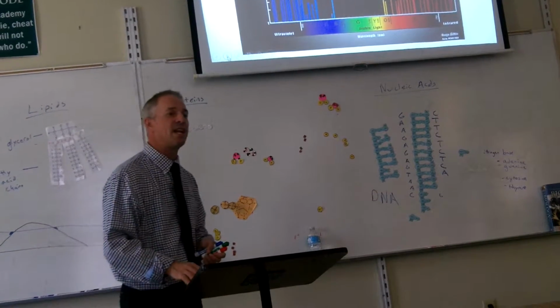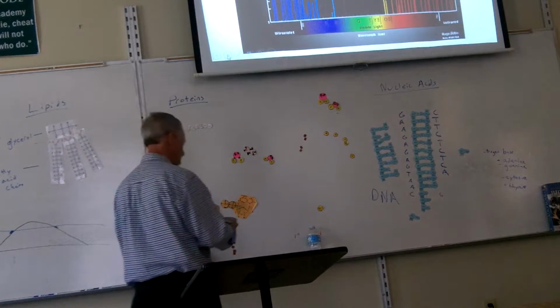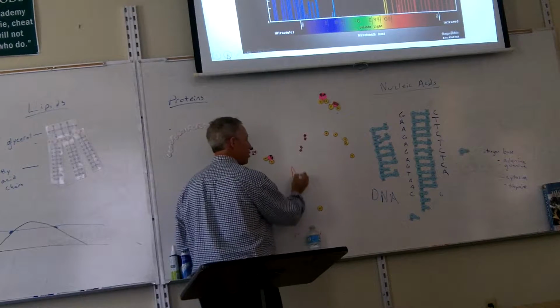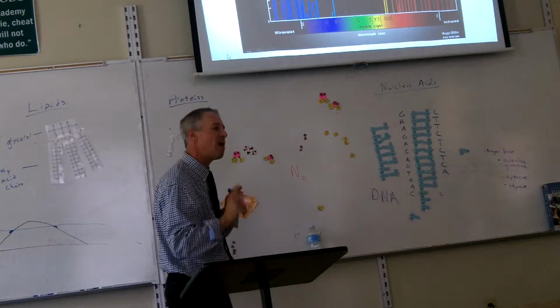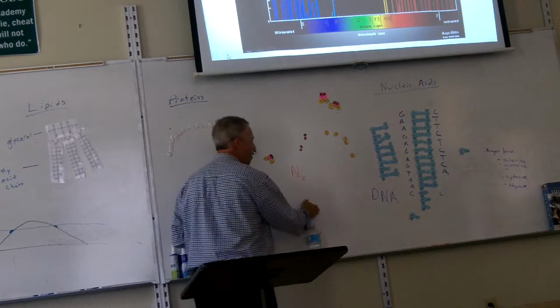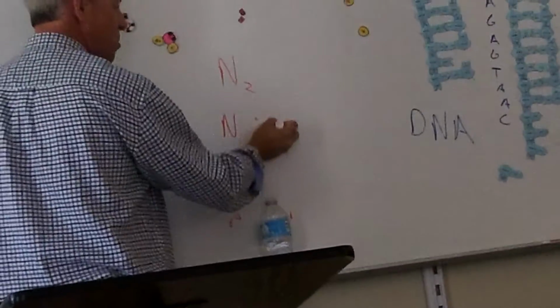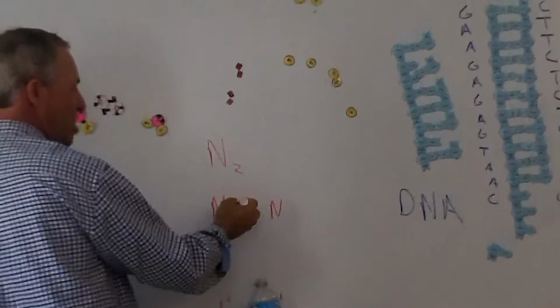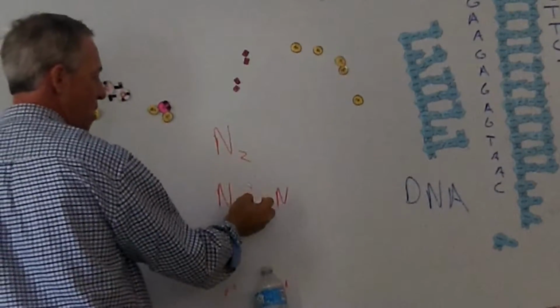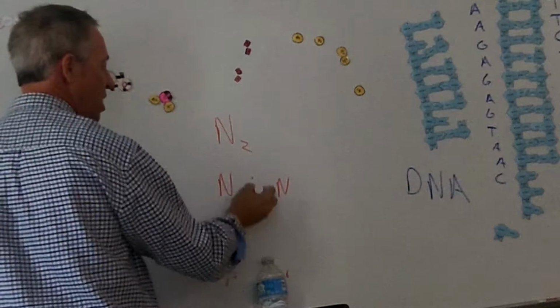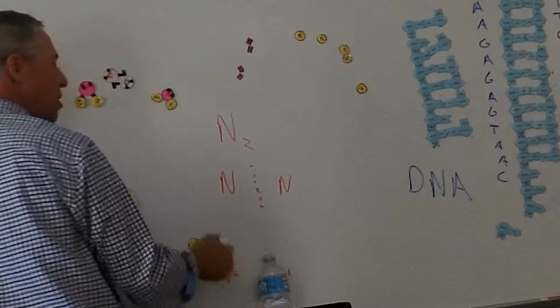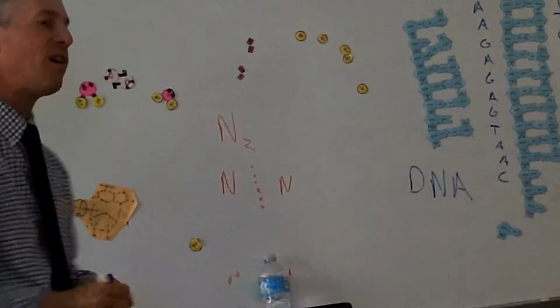Let's get a little more advanced. Nitrogen, N2. Now this is not an atom, this is a molecule. And when we're talking about molecules, we're talking about sharing electrons. Nitrogen N2 is sharing 3 pairs of electrons. Did y'all learn about shared electrons? It's called a triple covalent bond.